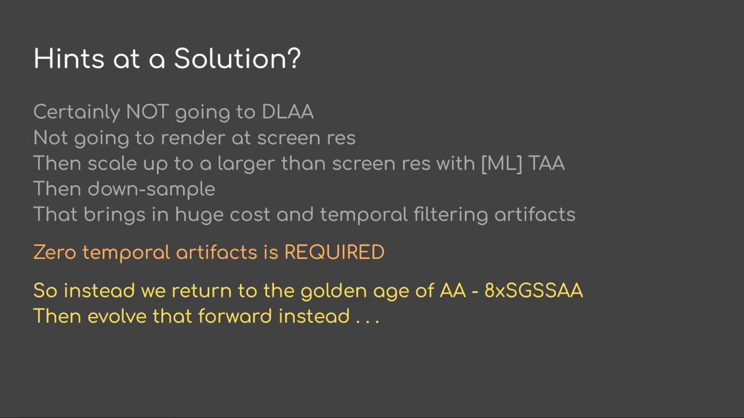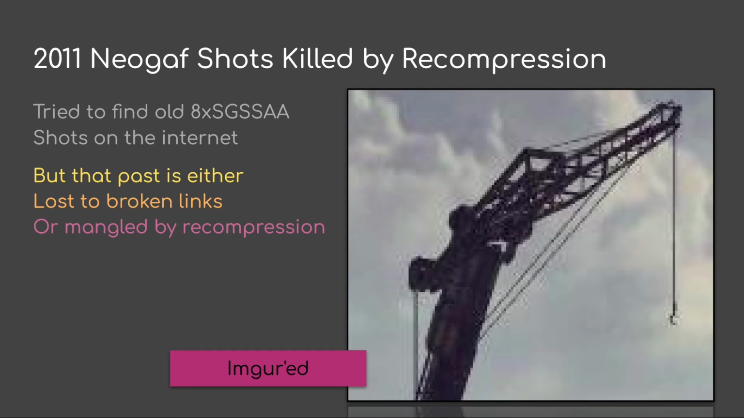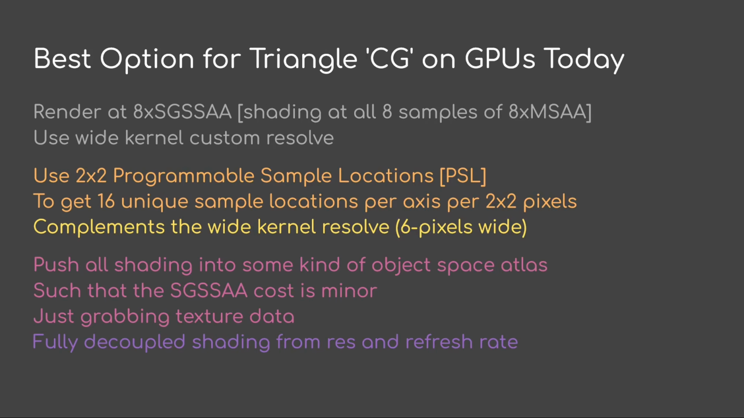So instead, I'm going to return to the golden age of AA, and that is the 8X SGSSAA. And for those that are not familiar with that term, this is sparse grid supersample anti-aliasing. So I went back to 2011 on the NeoGAF screenshot threads, and these are pretty much killed by recompression or broken links. Too bad, because there were a lot of really good old 8X SGSSAA shots in there. So if we look at the best option for triangle CG on GPUs today, this would be the best conventional option. We'll talk about another option later.